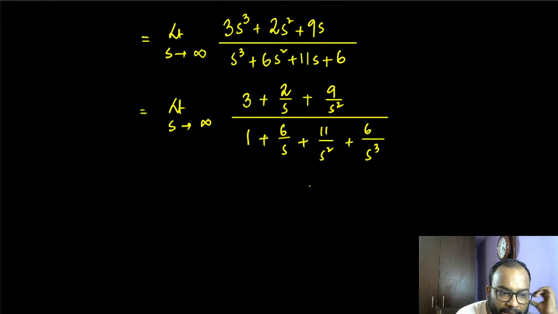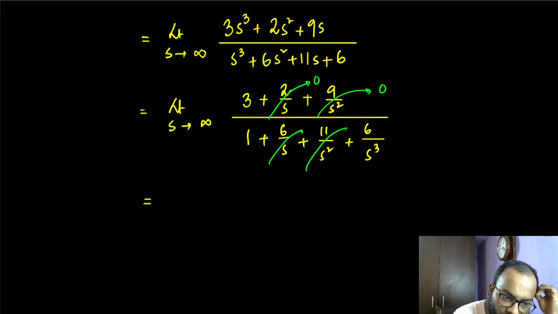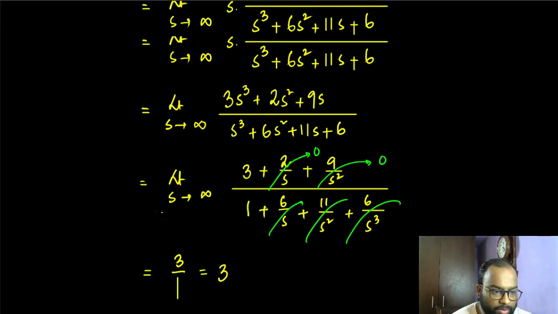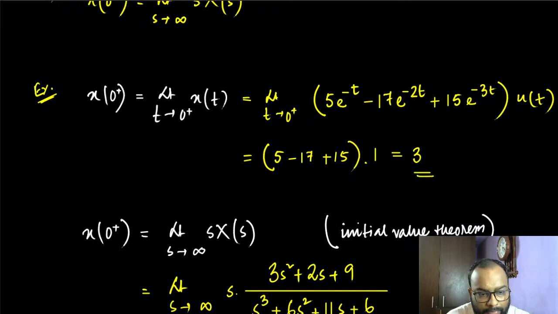Now we can happily put the limit, because if I put s tending to infinity, which is a very large number, this term becomes 0. This term becomes 0 because this is once again something divided by a very large quantity. Similarly, every other such term will become 0, and as such we are going to be left with 3 by 1. So that's just 3. That's the initial value, and that is exactly what we figured out by directly applying the limit on the inverse Laplace transform.